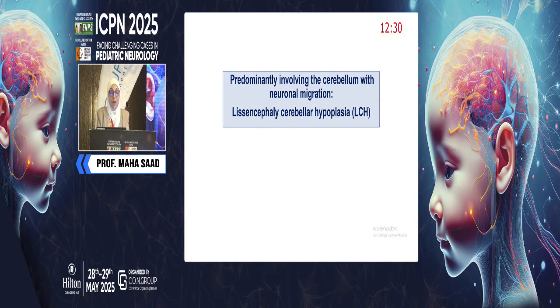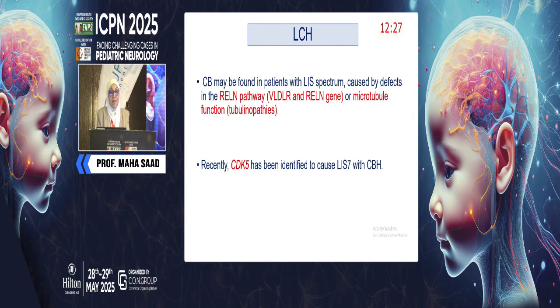Predominantly involving the cerebellum with neuron migration, lissencephaly with cerebellar hypoplasia. This is a very big group with the microtubulosis and reelin pathway, due to the reelin gene and VLDLR. And recently CDK5 was identified to be associated with lissencephaly with cerebellar hypoplasia.